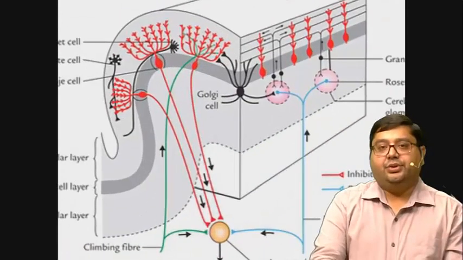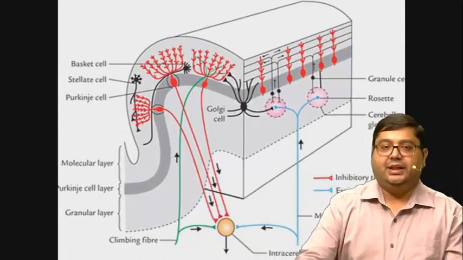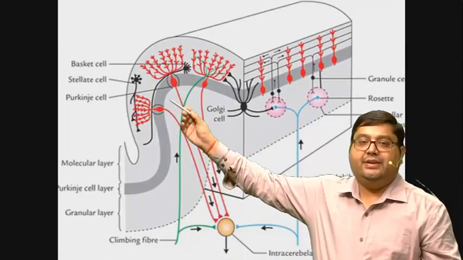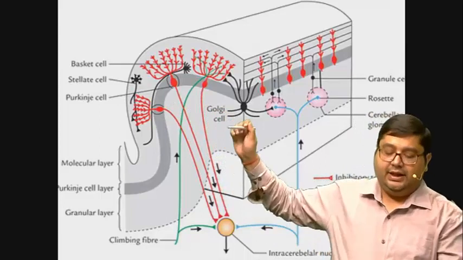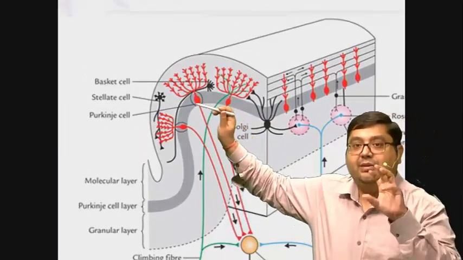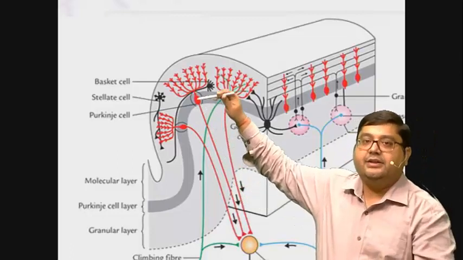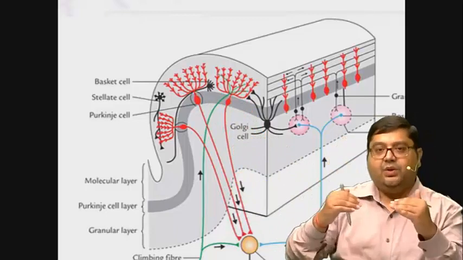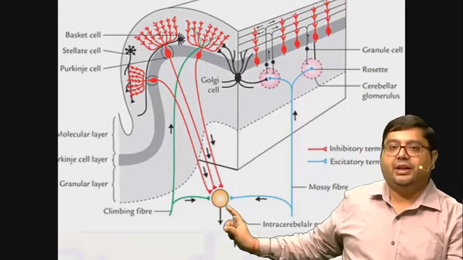So here I can show you that we basically have three layers: the molecular layer, the Purkinje layer and the granular layer. The molecular layer has basket cells and stellate cells, and the Purkinje layer is where we have the Purkinje cell bodies, not the dendrites. Dendrites are above and the axon will come down. The axon will basically come down in order to communicate with the deep nuclei here.